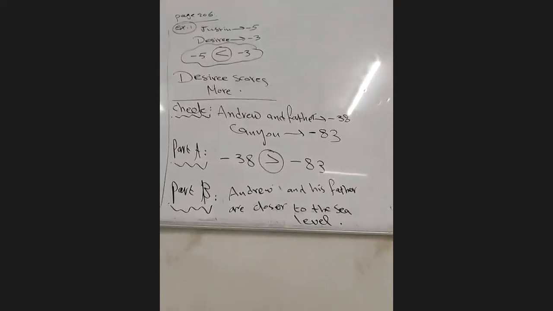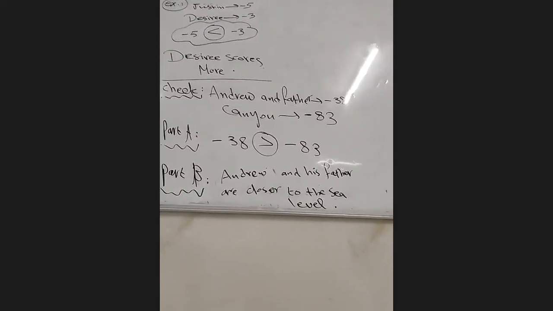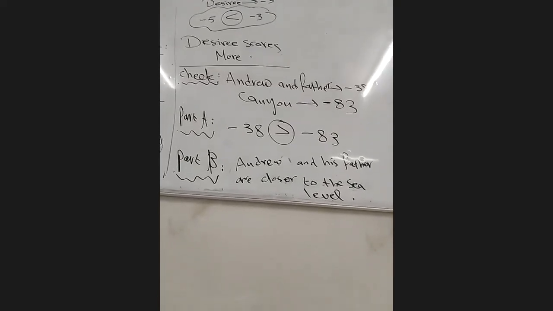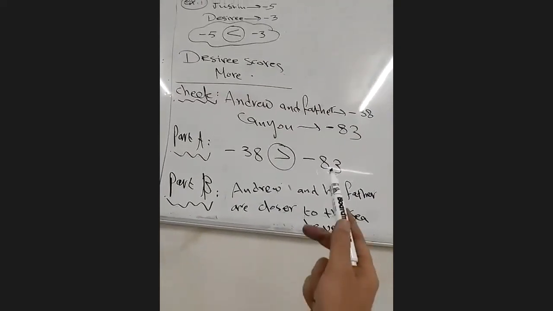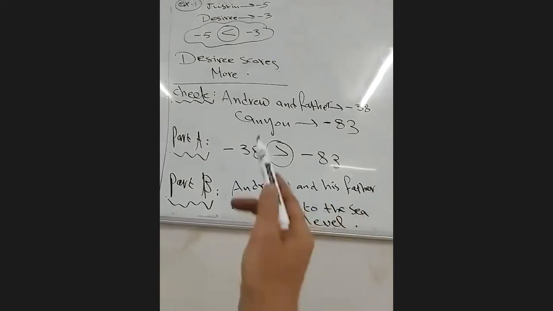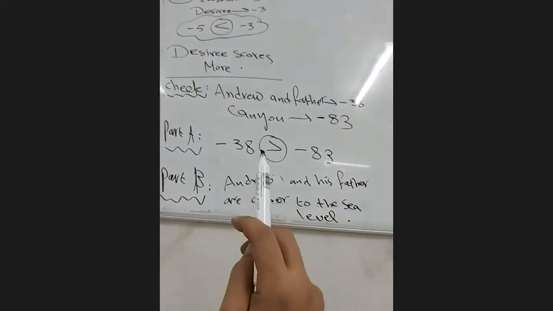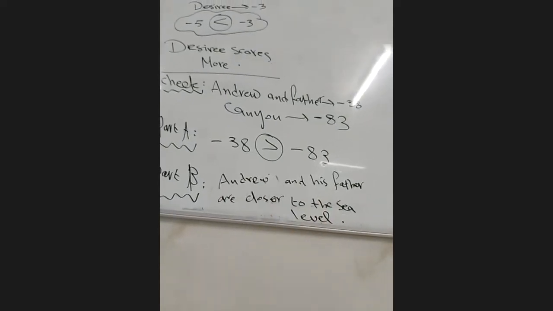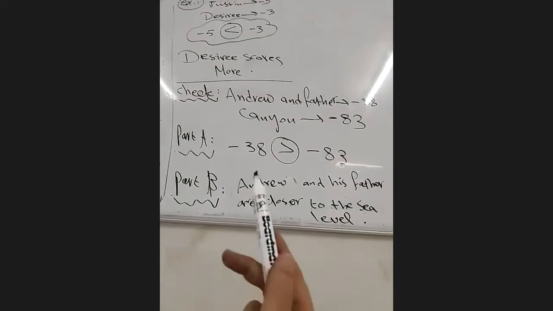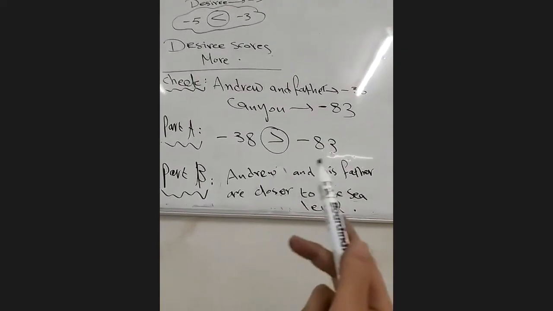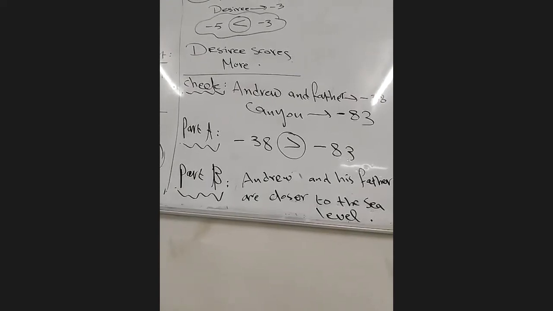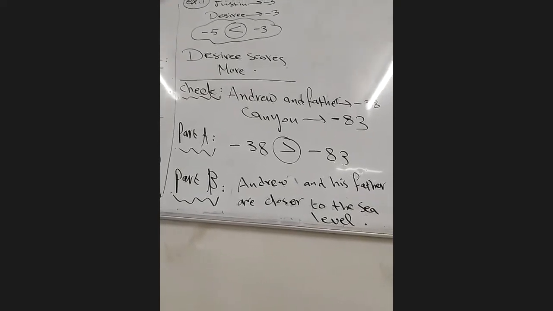This is part A, guys, and this is part B. Andrew and his father are closer to the sea level. What we call this, guys, we call it the inequality for the question. So if the question wants the inequality, you put the numbers and compare between them which one is bigger and which one is smaller. Here the bigger is negative 38, the smaller is negative 83. Do you understand? Yes. Good.